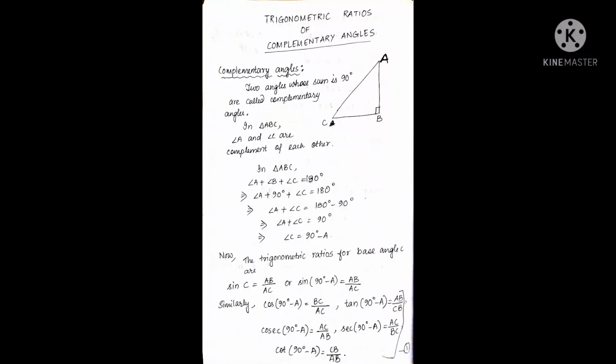Hello students, so here I am going to discuss the next topic of trigonometry, that is trigonometric ratios of complementary angles. So what do we mean by complementary angles? Two angles whose sum is 90 degrees are called complementary angles. That means if you see this right angle triangle ABC in which angle B is 90 degrees, then we can say that angle A and angle C are complements of each other because their sum is equal to 90 degrees.